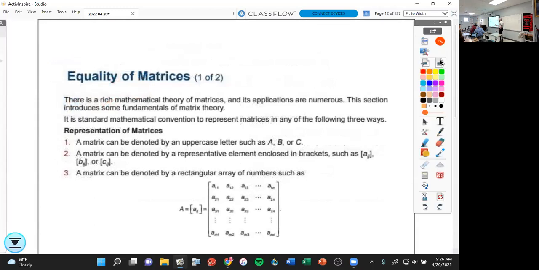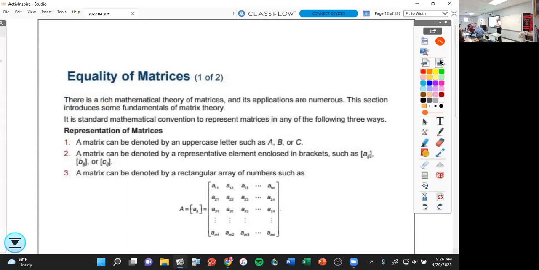Okay, they spent a lot of time talking about equality of matrices, but Teddy's already told y'all what it is. If they're the same, then they're equal. Okay, and that's what all this says. There's a rich mathematical theory of matrices and its applications are numerous. This section introduces some fundamentals of matrix theory. It is standard mathematical convention to represent matrices in any of the following three ways. So the three ways we can represent matrices.